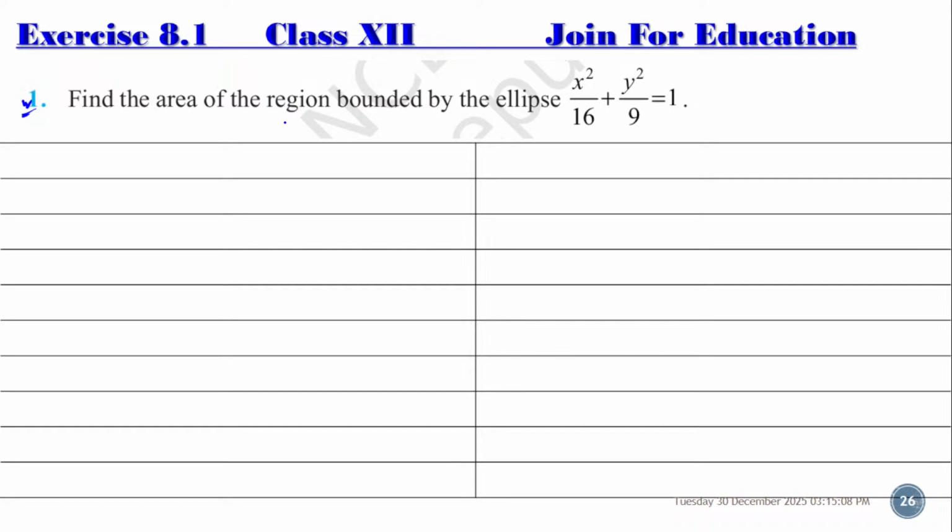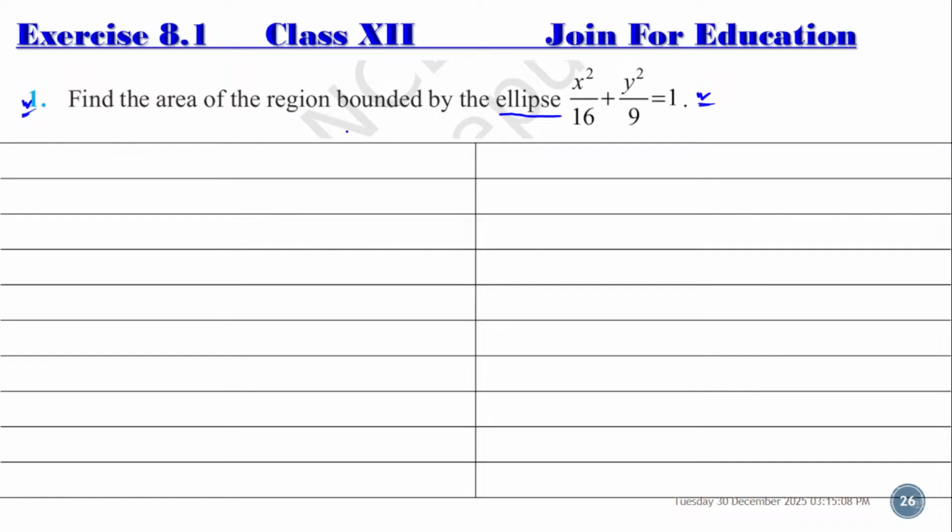Find the area of the region bounded by the ellipse x square by 16 plus y square by 9 equal to 1. So there is no problem to understand the question. This is the equation of the ellipse as per the question. In this question, it asks us the area of the region bounded by the ellipse. So this is a question of application of integrals.